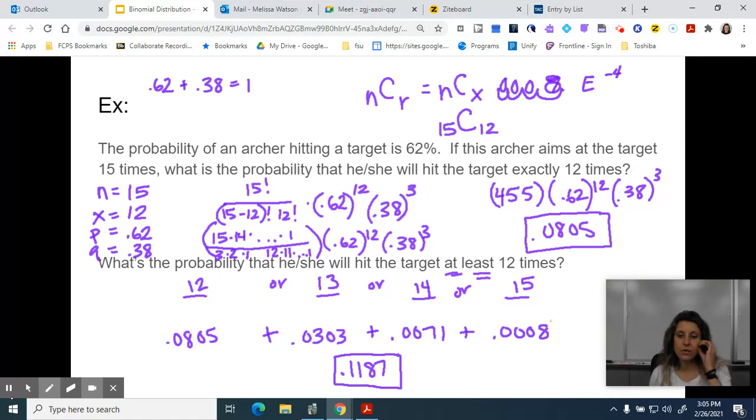So watch for those scientific notation answers in your calculator. It'll look like e to the negative number. That number tells you how many places you have to move the decimal to the left. Okay.